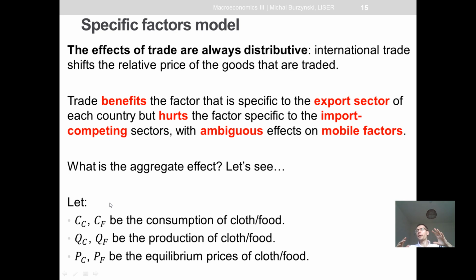And we will compare the situation in which a country is in autarky, so no trade, and a country which is opened up to international trade. All right, just as we did with the Ricardian trade model in our simple numerical example.